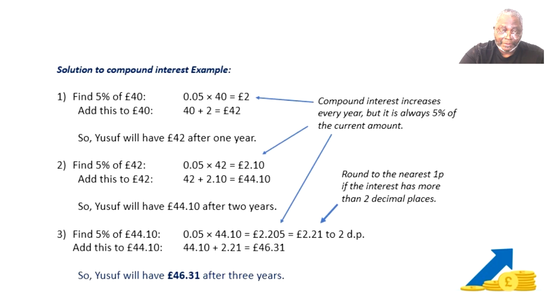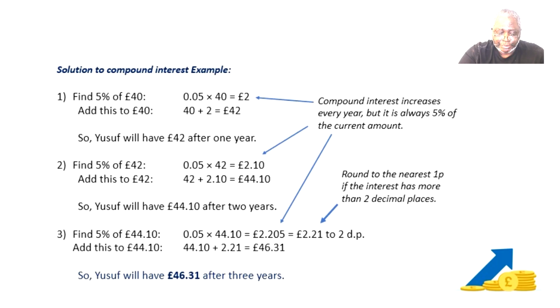Then, on the third year, you do the same thing over again, only with a new amount. So find 5% of £44.10. That will generate an interest of £2.21. Add that to the previous year's money plus interest, and you'll have a total of £46.31.